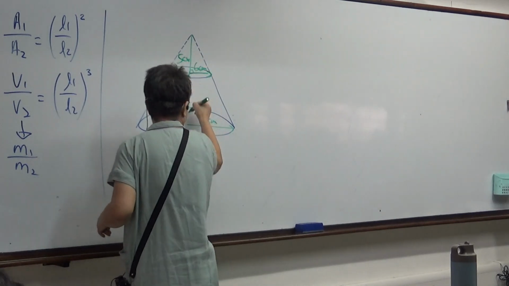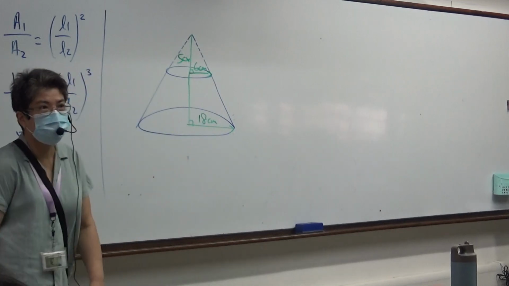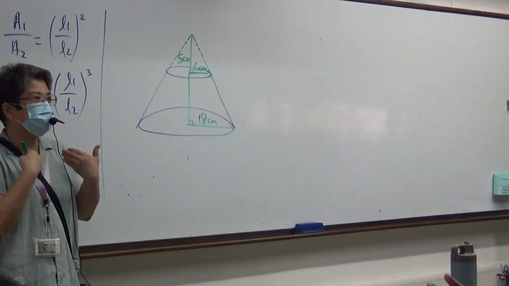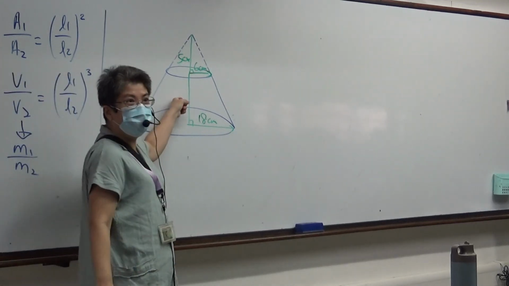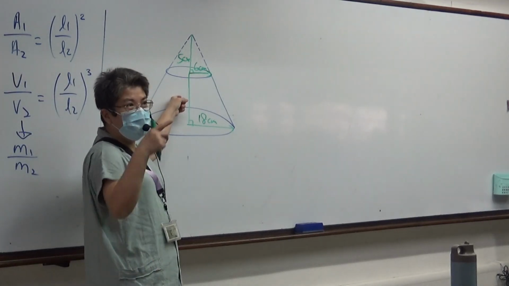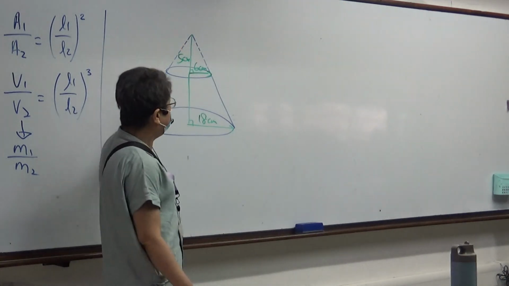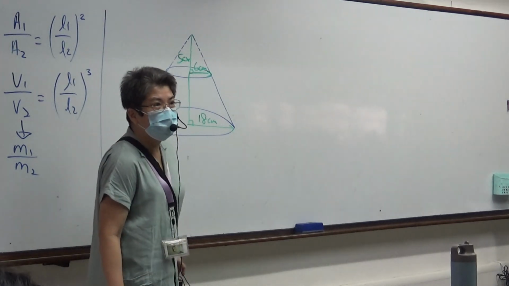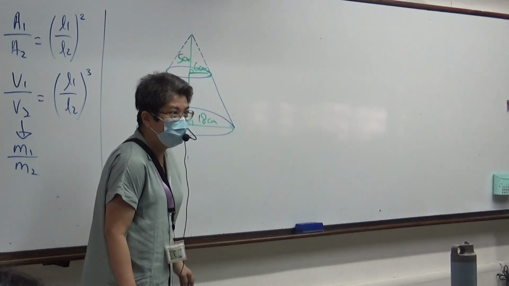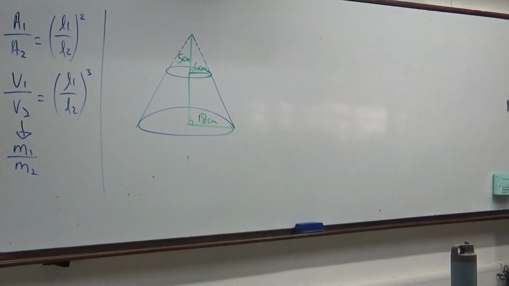Now, do you agree if I join here, I can get two similar triangles? Can you see that? Now, what is my intention? My intention is to get the volume of this bottom one, right? Do you all agree that the volume of the bottom one is actually volume of the whole cone minus volume of the small cone? Can you see what I'm talking about? Yes or no? Okay, now I'm going to write down something here.